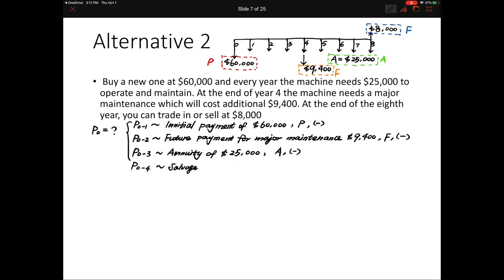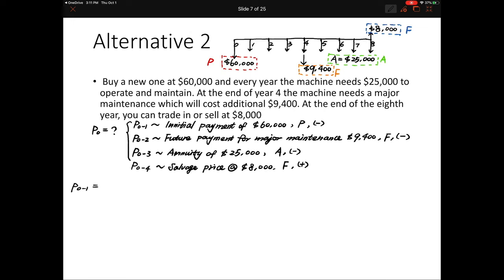present time. It is your salvage price at 8,000. Compared to the present value, it is a future value, so the type is F, and it is a receiving, so it's positive. So that's the four parts you want to convert back to the present time.